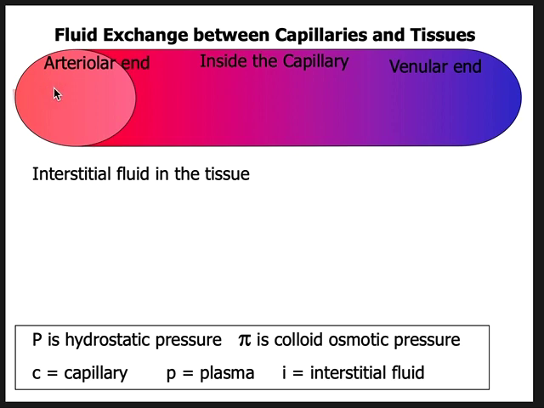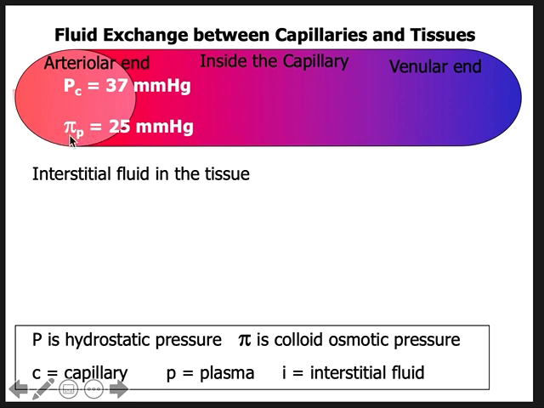Okay, so starting inside the capillary, the hydrostatic pressure of the capillary is 37 millimeters of mercury, right? And that's the blood pushing against the capillary walls, trying to get out. Then this is the number that changes as you move away from the arterial, okay? All the other numbers are going to be the same throughout the system, okay?